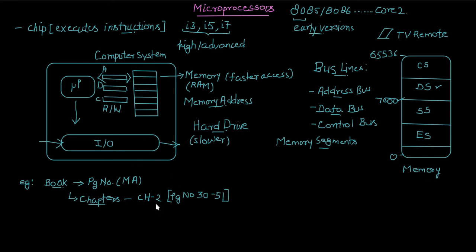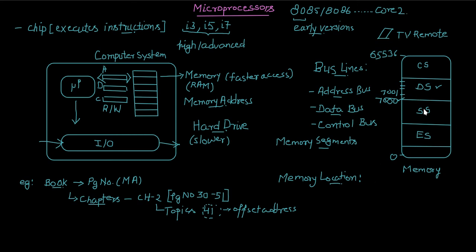A chapter is also divided into further topics. Let's suppose I want to access a topic that lies on page number 41. This is known as the offset address. If we take the example of the data segment, it starts from memory location 7000, and it goes like this: from 7000 to 7001, then 2, then 3, and so on.